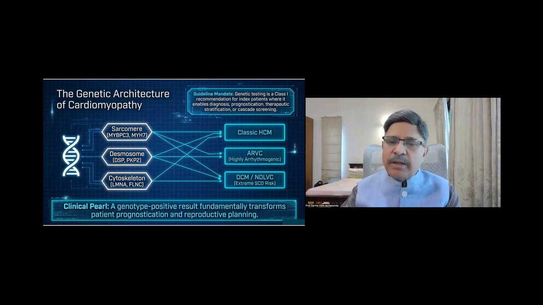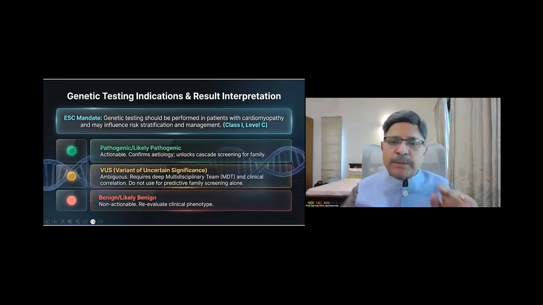What is cascade screening? I have an index case and screen above one generation, two generations above and one generation below. This is called the cascade genetic screening. I told you this presentation is not off the cuff. It is a state-of-the-art presentation on cardiomyopathies. This is the latest 2024 and 2025 guidelines of the European Society of Cardiology and American Heart Association, completely brought into this presentation. Genetic testing indications and result interpretations.